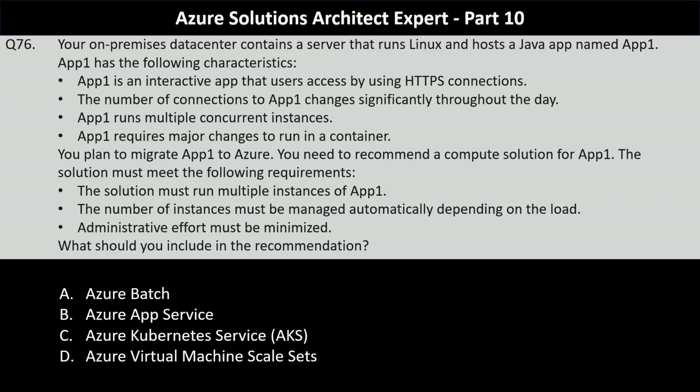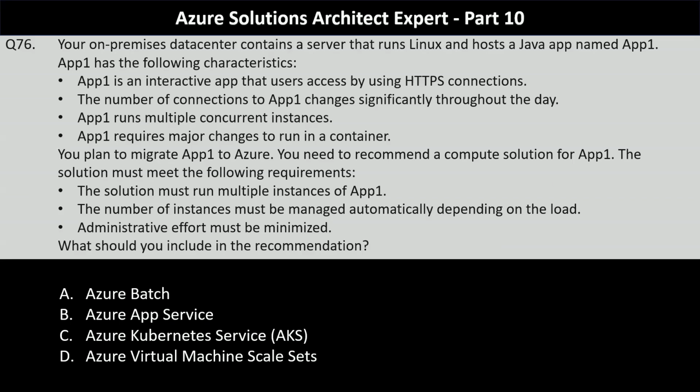You need to recommend a compute solution for App1. The solution must meet the following requirements. The solution must run multiple instances of App1. The number of instances must be managed automatically depending on the load. Administrative effort must be minimized. What should you include in the recommendation? Your options are Azure Batch, Azure App Service, Azure Kubernetes Service, Azure Virtual Machine Scale Sets.